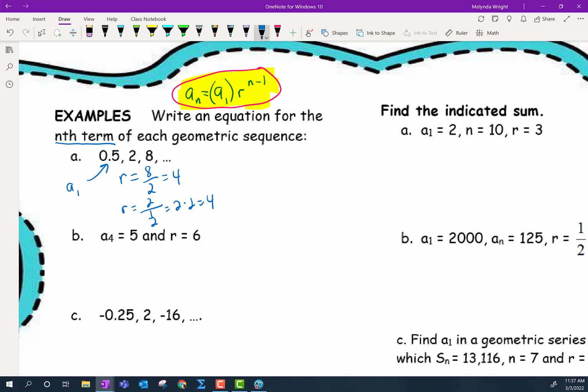So it doesn't really matter which consecutive terms you use, as long as you do the next one over the previous one. Okay, so now we have our r, so we can go ahead and plug into our formula. So a sub n is going to be a sub 1, which is 0.5, times r, which is 4, raised to the n minus 1.